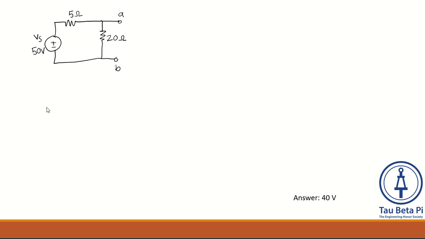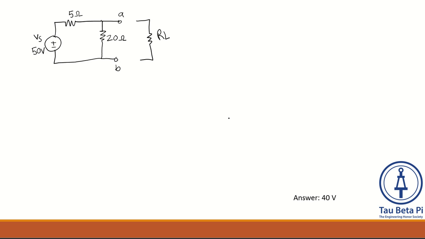So here's an example of a circuit that we can analyze and convert into a Thevenin equivalent circuit. So first we have a voltage source of 50 volts connected in series with a 5 ohm resistor and a 20 ohm resistor. And this 20 ohm resistor is in parallel with our output terminals A and B. So theoretically we could have a load resistor attached. I'll call it RL for our load.